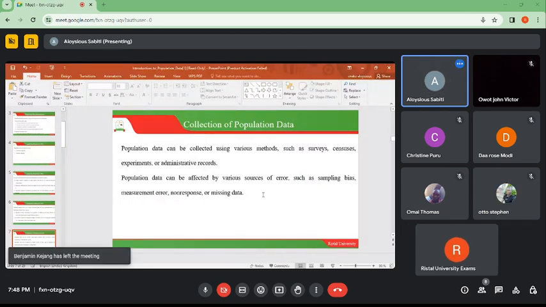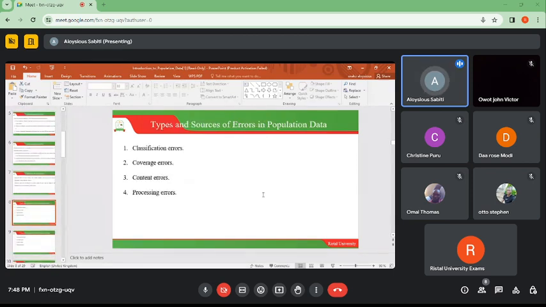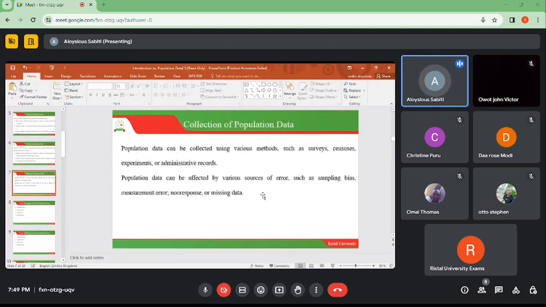And we know how surveys are often conducted using the questionnaires and so forth, and all those other methods of data collection. So population data can be affected by various sources of error, such as sampling bias, measurement error, non-response, or missing data. So then we therefore want to understand from that statement that it is mostly affected by various sources of error.